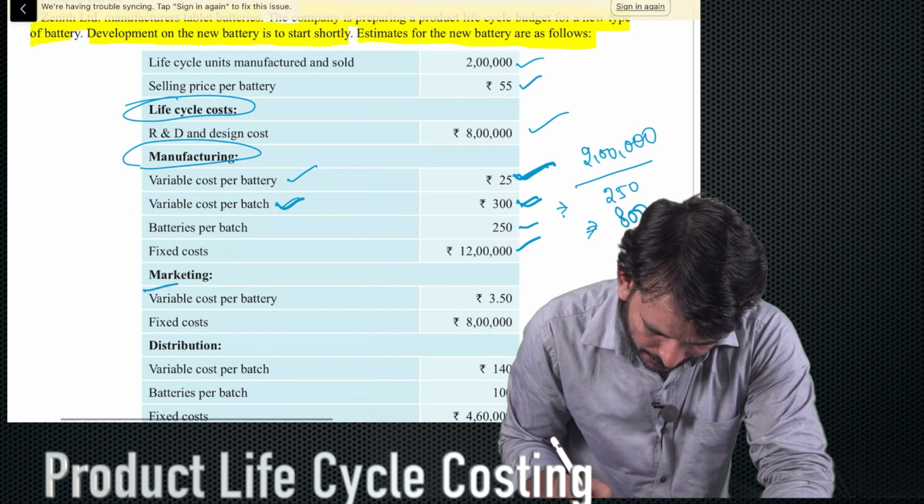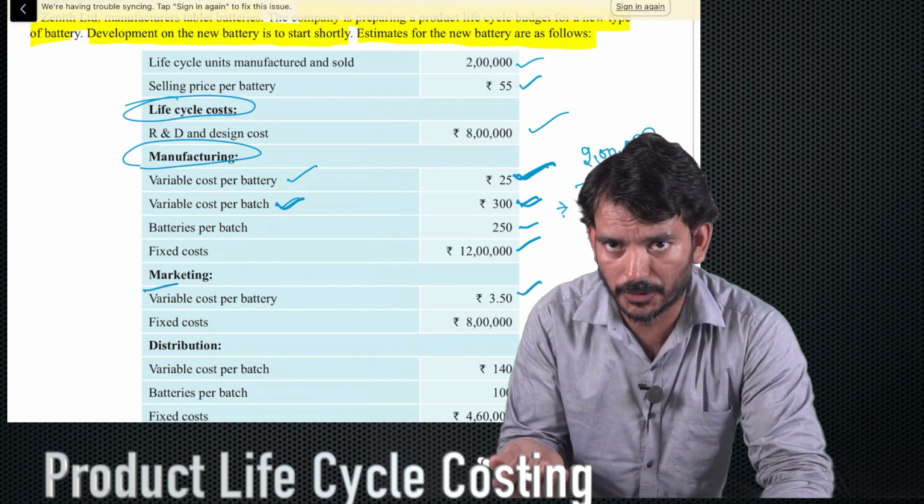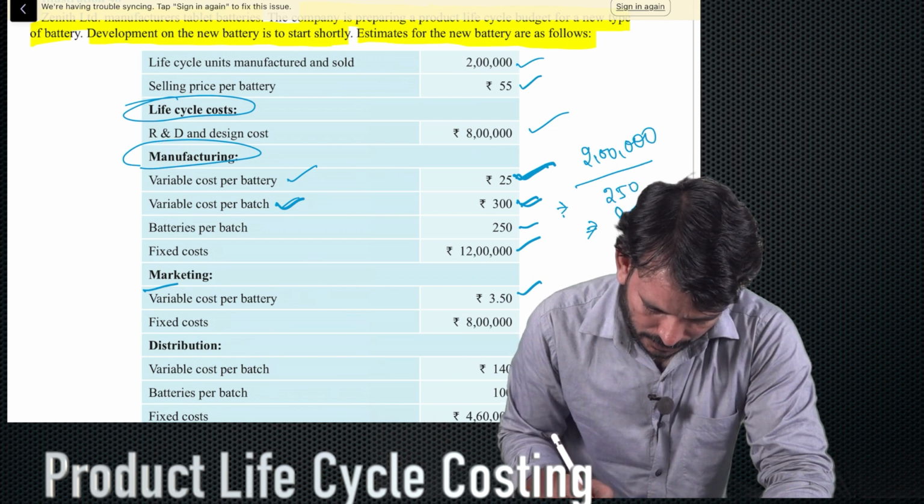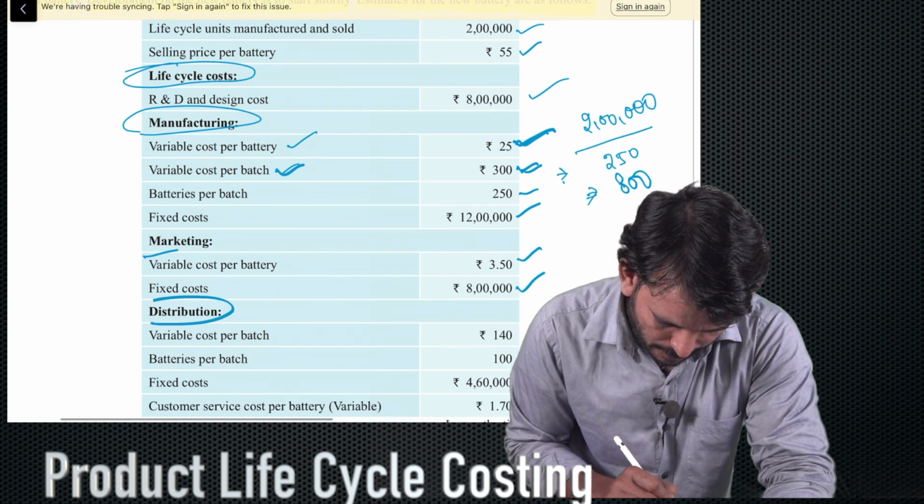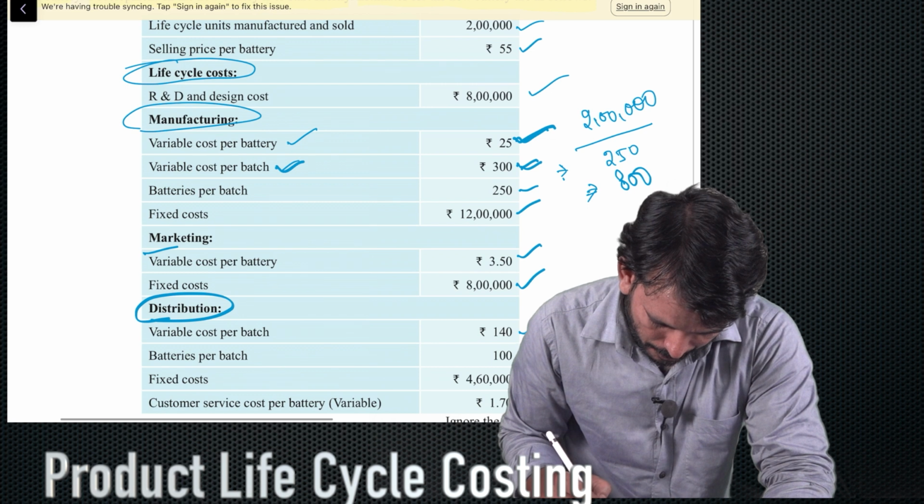In marketing, you will have variable cost per battery, that's fine, the unit of measurement is 1. Fixed cost is also given, no issues. In distribution, you have variable cost, you have batteries per batch.